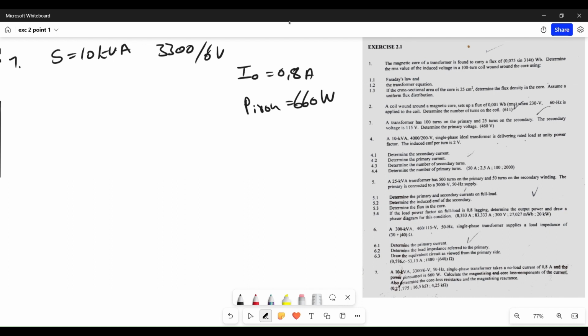So calculate the magnetizing current, I mu. Calculate the core loss component of the current, I c. Also determine the core loss resistance, R c, and the magnetizing reactance, X mu. So these are the values that they want. One thing we should know about open circuit.